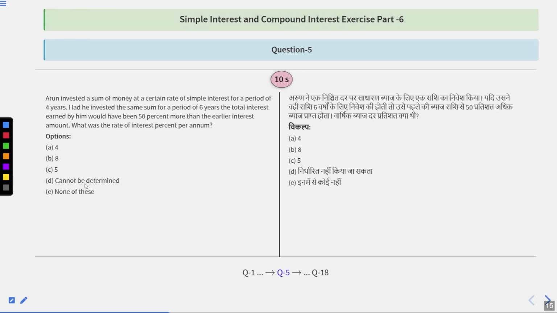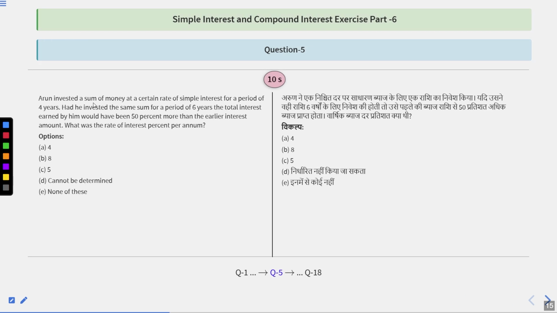Next one. Arun invested a sum of money at a certain rate of simple interest for a period of 4 years. Had he invested the same sum for a period of 6 years, the total interest earned by him would have been 50% more than the earlier interest amount. What was the rate of interest percent per annum? You have 5 options and 10 seconds to analyze the question. Your time starts now.